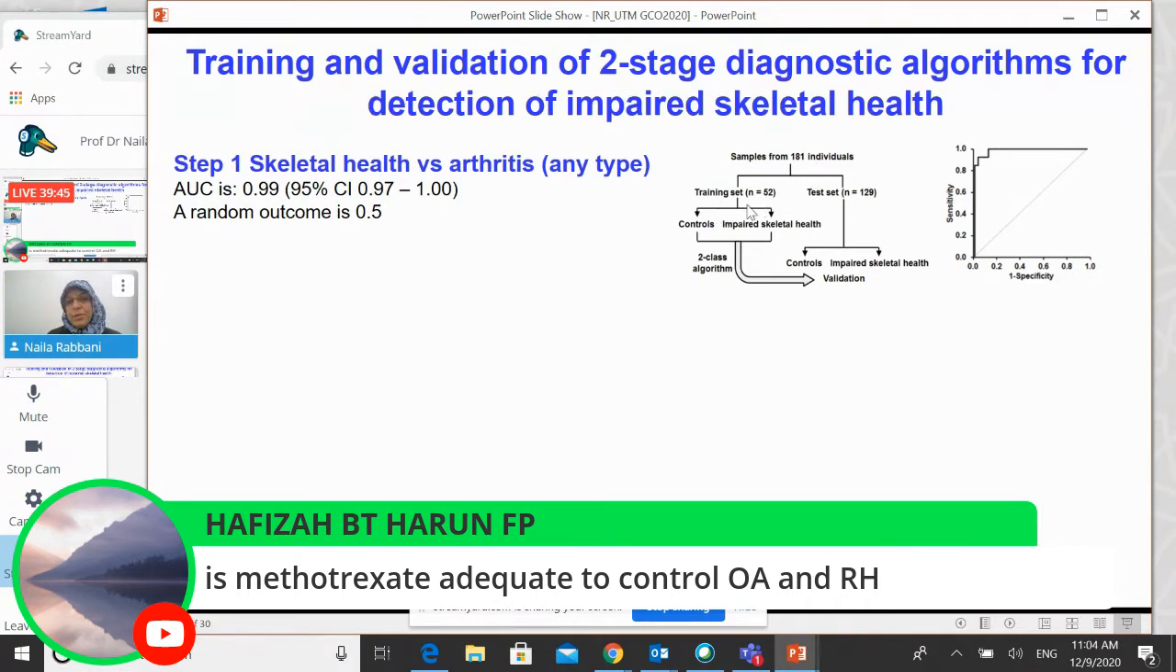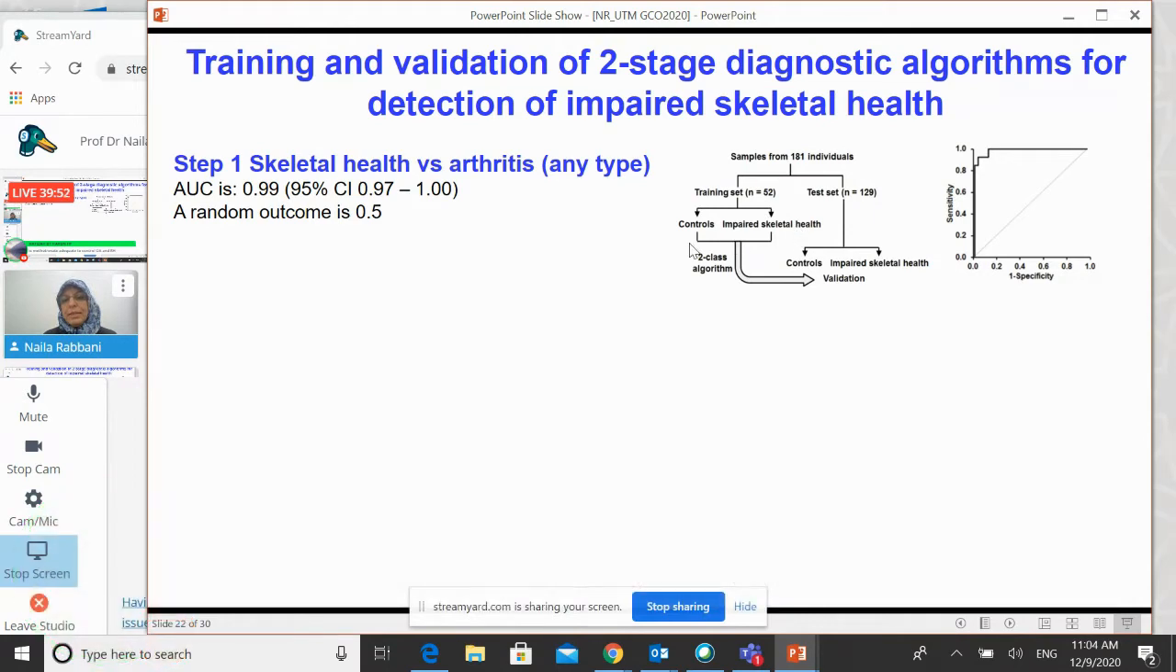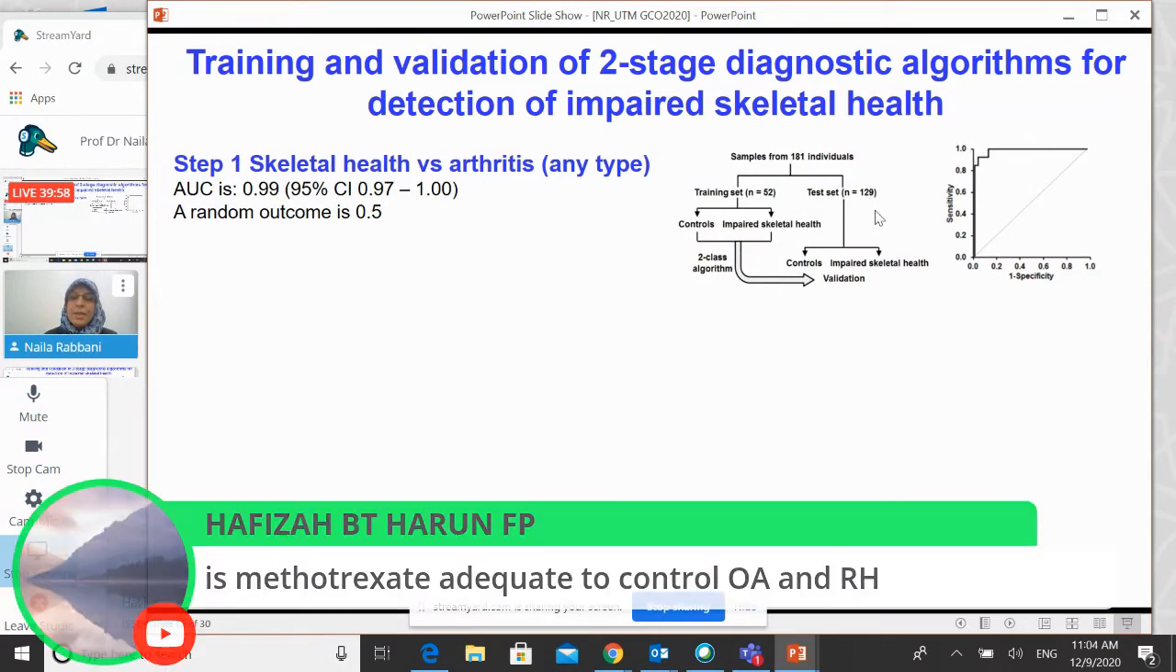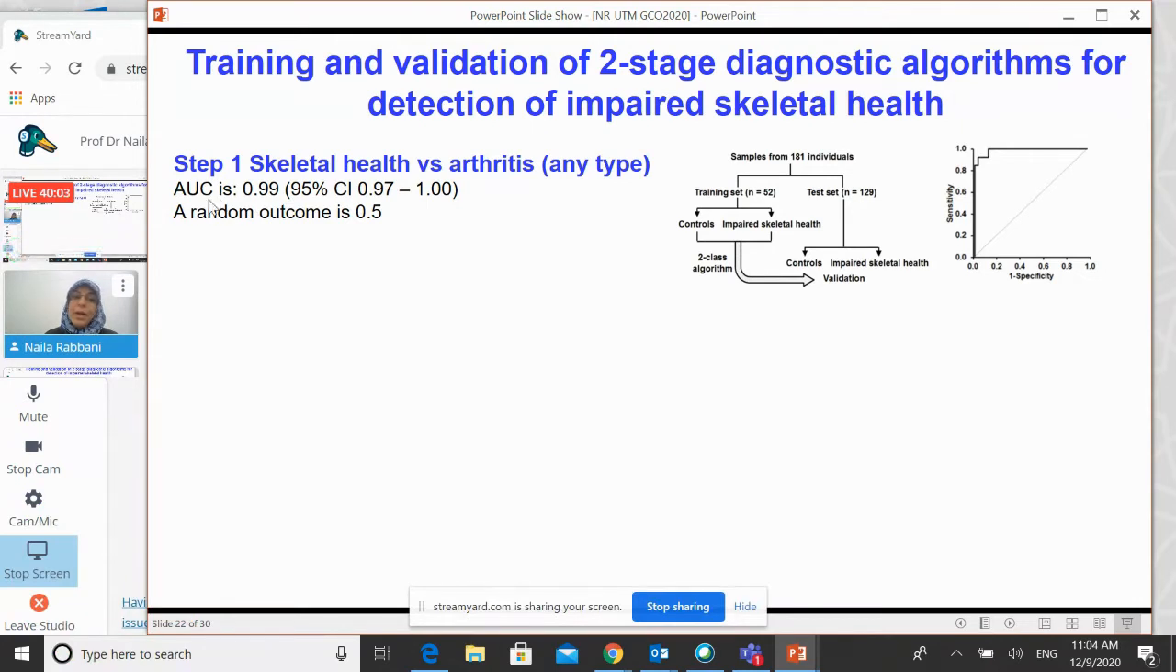We trained the algorithm using 52 samples of control and impaired skeletal health, and we tested using a 129 data set independently, and the outcome was an area under the curve of 99%. This is conclusively separating healthy from impaired skeletal health, because a random outcome would have been 0.5.